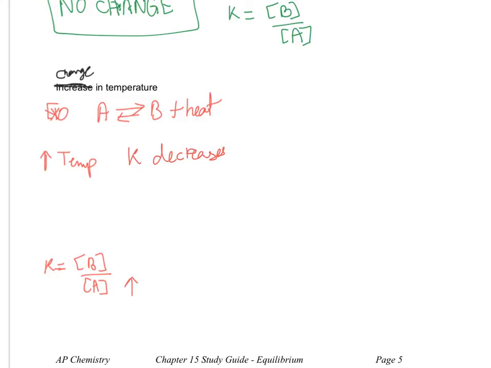Let's say I decrease the temperature, so I cool it down. If I cooled it down, then it's going to shift to the right to make more heat, and so it's making more B in this case, and so my K increases.